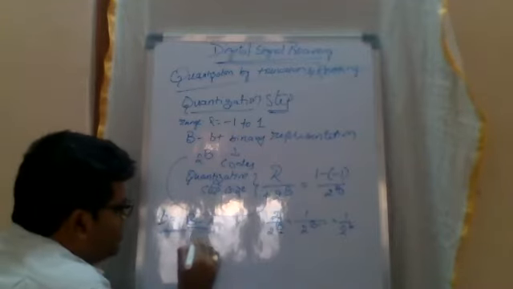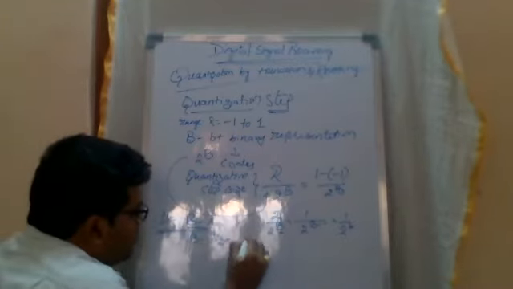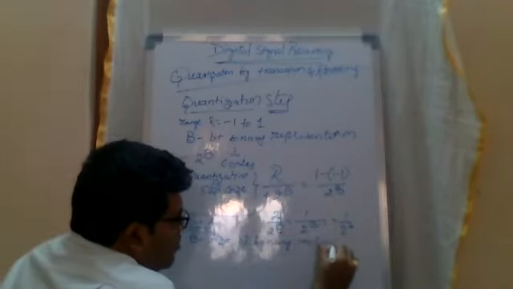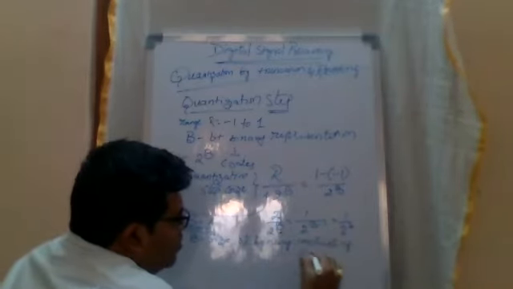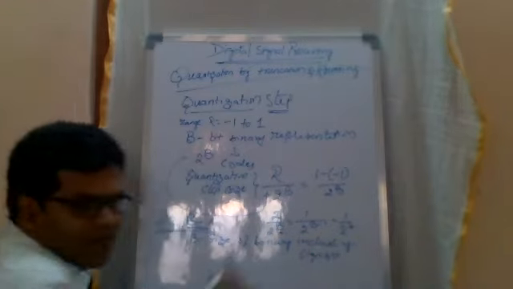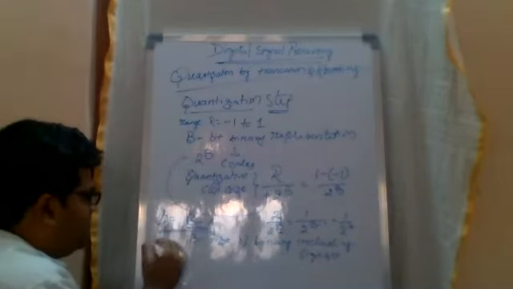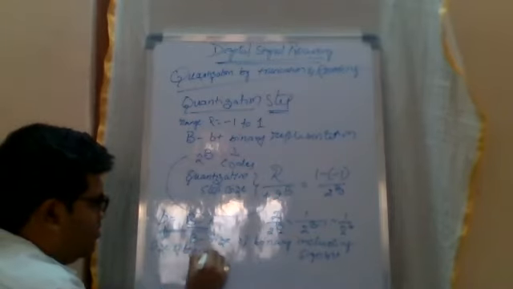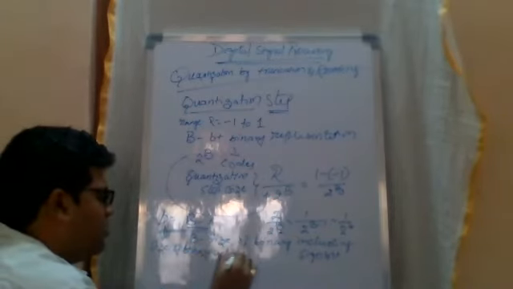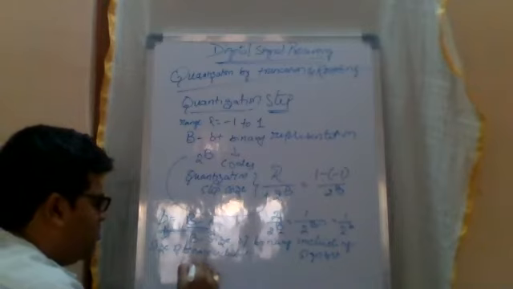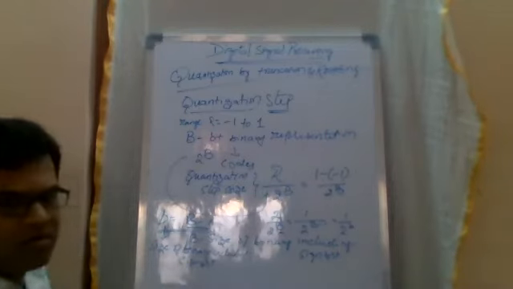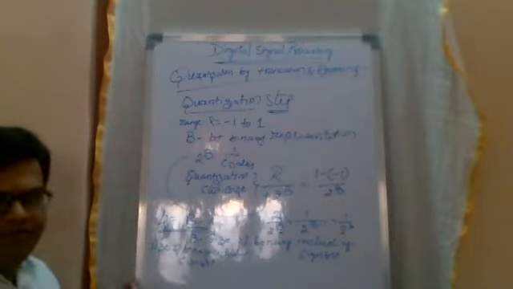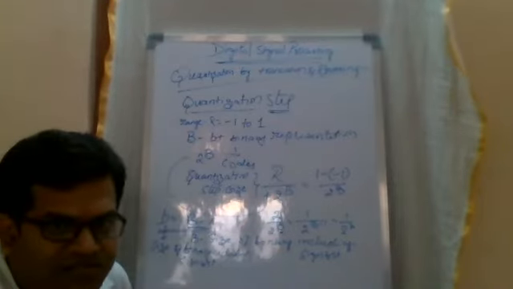So capital B represents the size of the binary including the sign bit, and small b represents the size of the binary excluding the sign bit. This is the difference that you observe between capital B and small b. So I hope you understood what the quantization step size is.